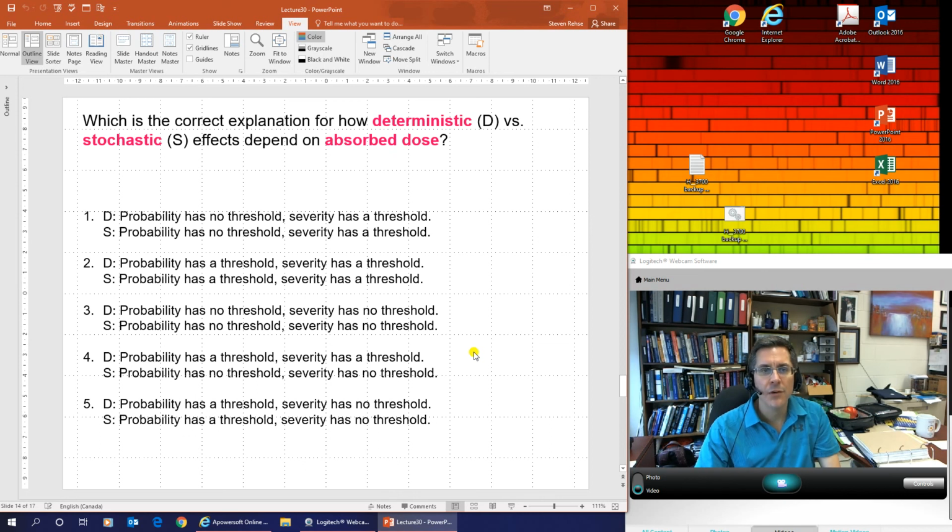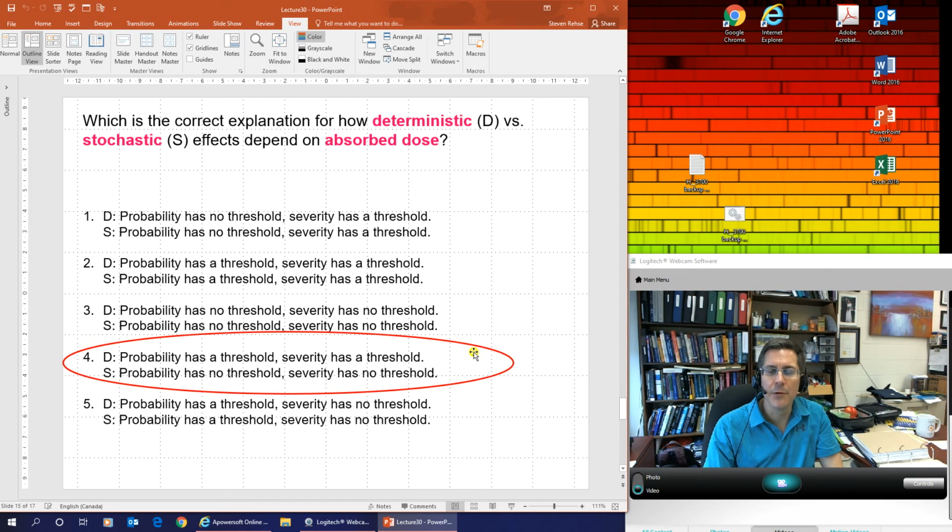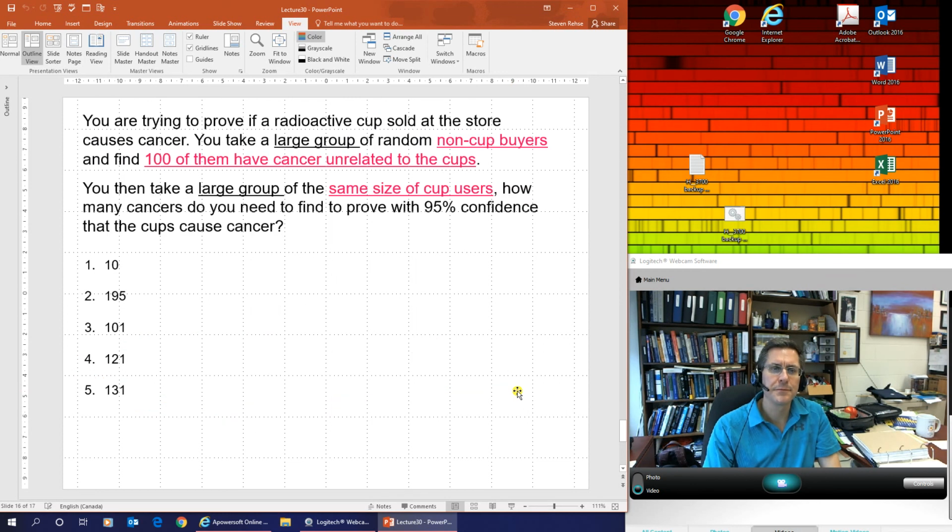Okay, you're back. So one of these 5 has to be true. The other 4 are not true. Did you remember and keep straight what deterministic and stochastic meant? It's going to be important that you remember those things for sure. Yeah, it was number 4, right? For things that are deterministic, the probability has a threshold, severity has a threshold. They both have a dose below which you're okay. For stochastic, probability has no threshold, severity has no threshold. That's the definition of deterministic and stochastic effects. Okay? So I hope you remembered that. That's kind of important to know. Here's another trickier question.